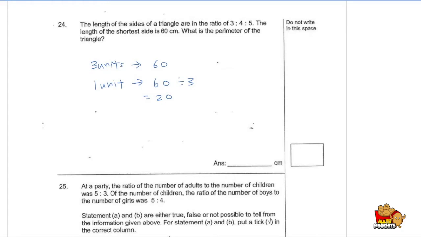So to find the perimeter of the triangle, perimeter is the outline. So 5 units plus 4 units plus 3 units, this is 12 units. So all you need to do is to find 12 units, which is 20 times 12. That gives you 240 cm.